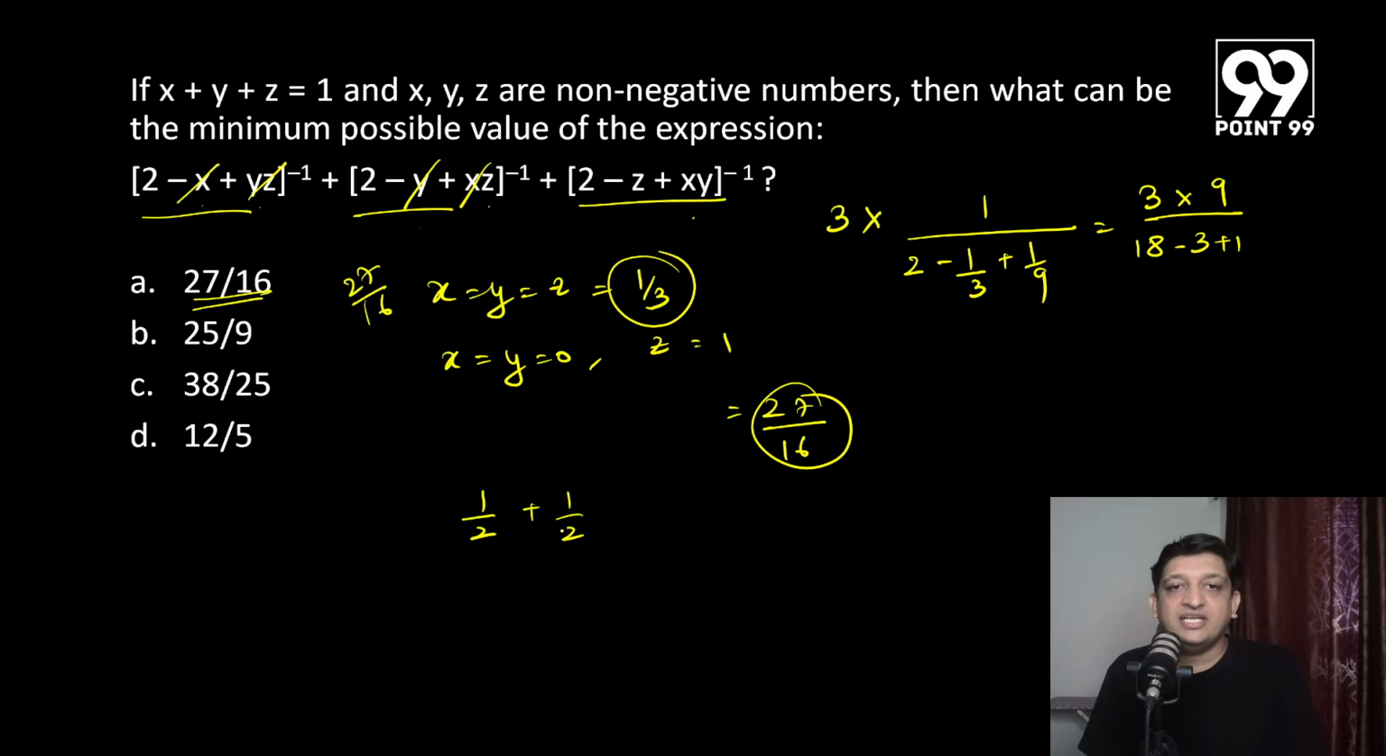So again my remainder will be 1 by 2. And in this case, because x equals y equals 0, this term will be 0, but 2 minus 1 will be 1 raised to 1, so I'll get 1. So I'm going to get my answer as 2.